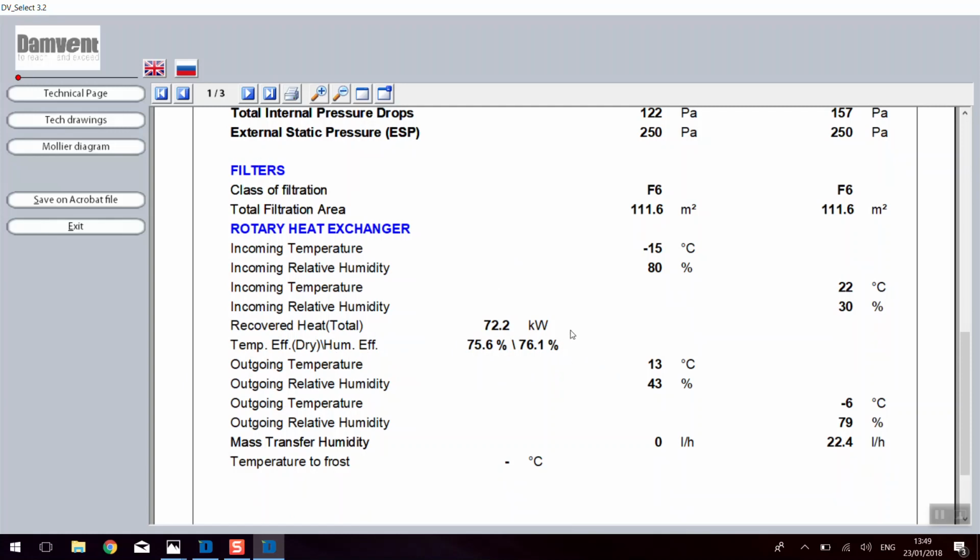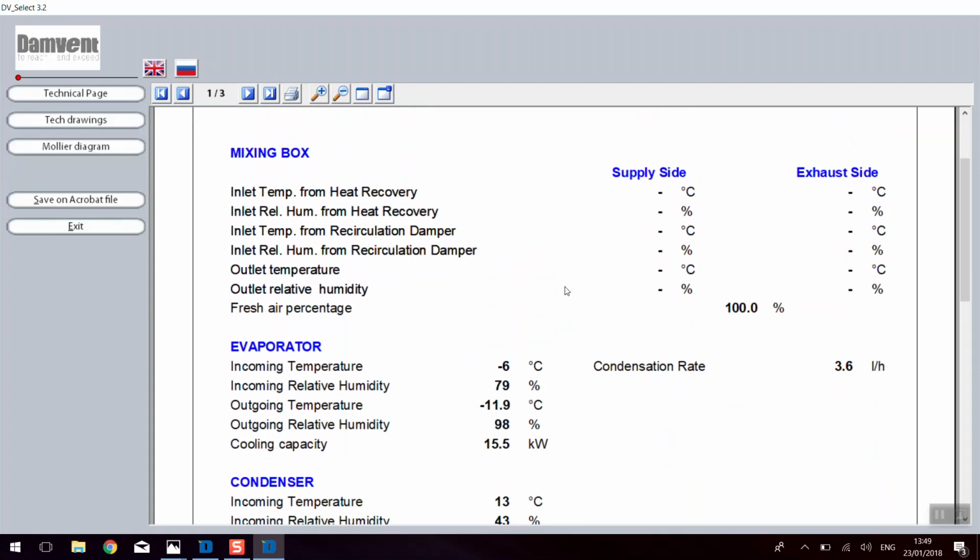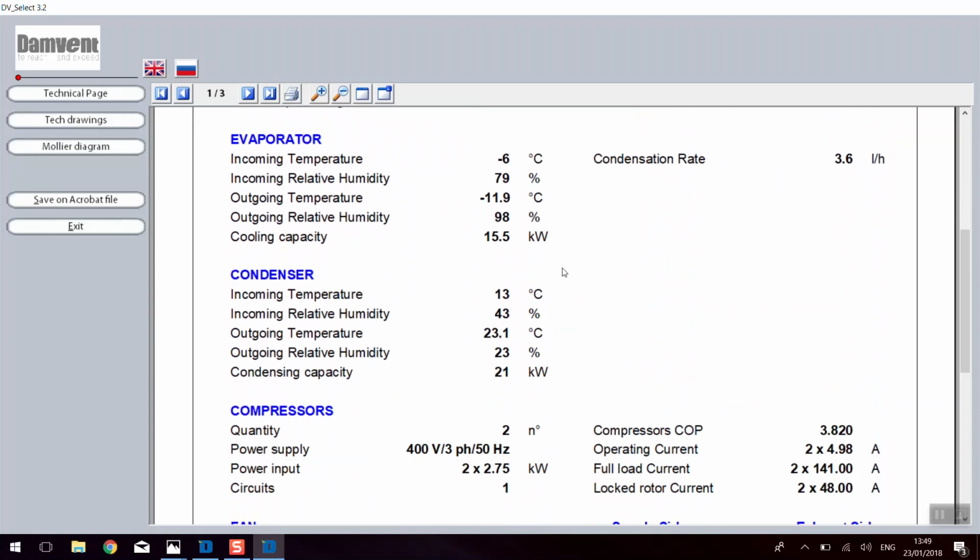So this means this is a sorption type. On the heat pump side, it is very important that your software or the printout of your software shows several data. These are the inlet temperature and relative humidity, the outlet temperature and relative humidity, but also it's very important to show you the capacity of this coil.